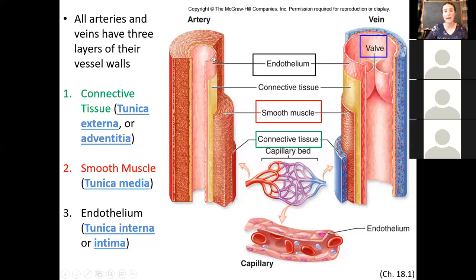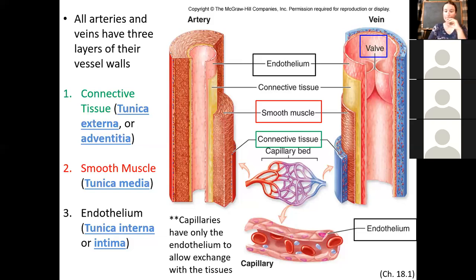Okay, so again, the interna is lining the blood vessel that's made of endothelium. Smooth muscle is next. That is the tunica media. And finally, the tunica externa is all the way on the outside. Okay, keep in mind that the third type of vessel is a capillary. And because capillaries are where all of this exchange happens with the tissues, they don't have the tunica media or the tunica externa. Instead, they only have the endothelium or the tunica interna.